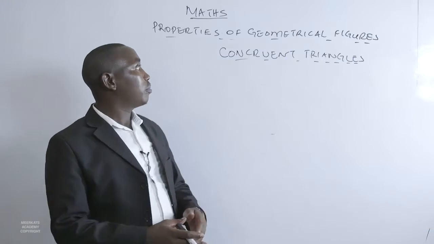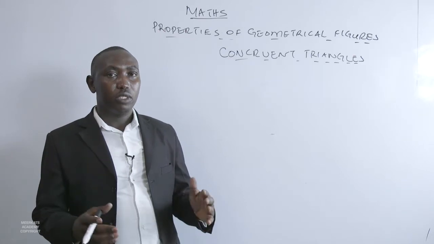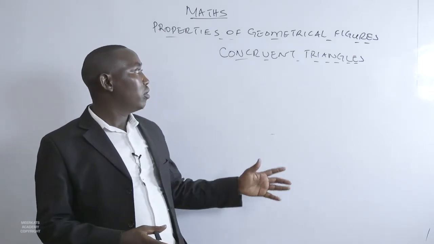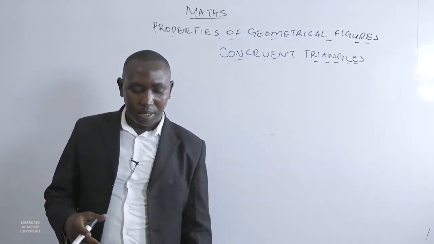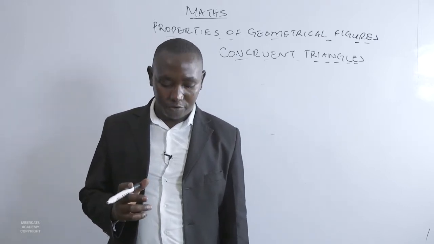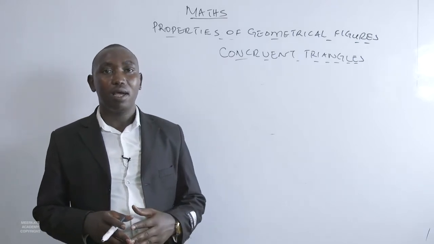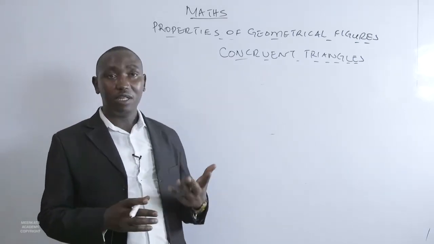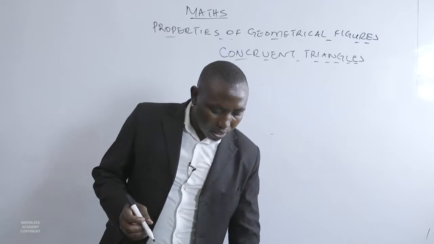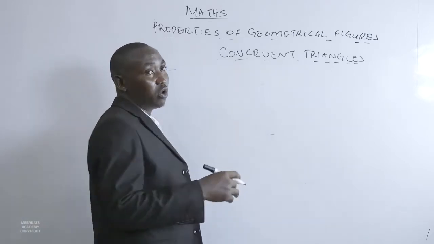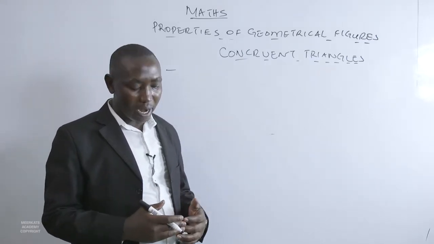We continue to cover the topic on properties of geometrical figures. In this particular lesson, we are going to look at congruent triangles and another subtopic on proof by using congruency. At this juncture, let's define what congruency means in terms of triangles. We normally refer to two or more shapes as being congruent whenever the sides or the angles are equal.